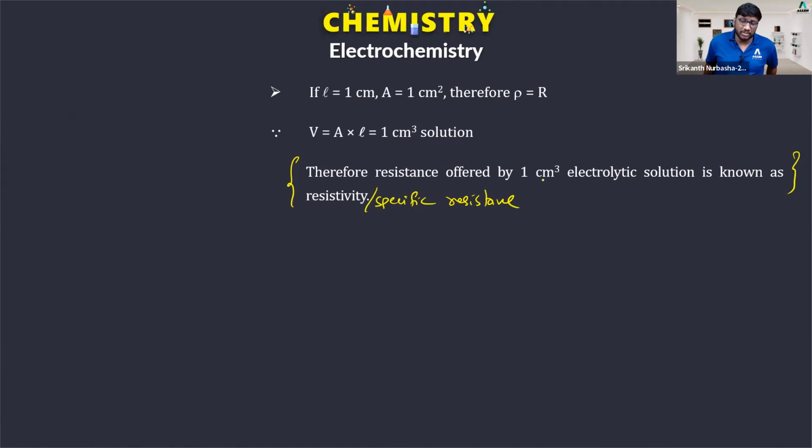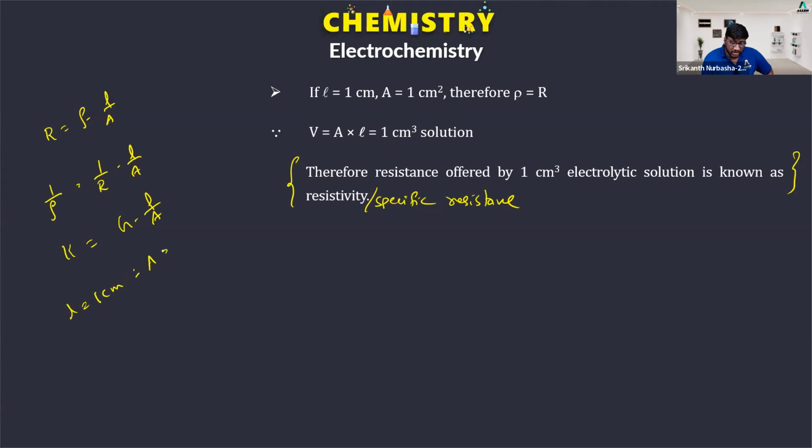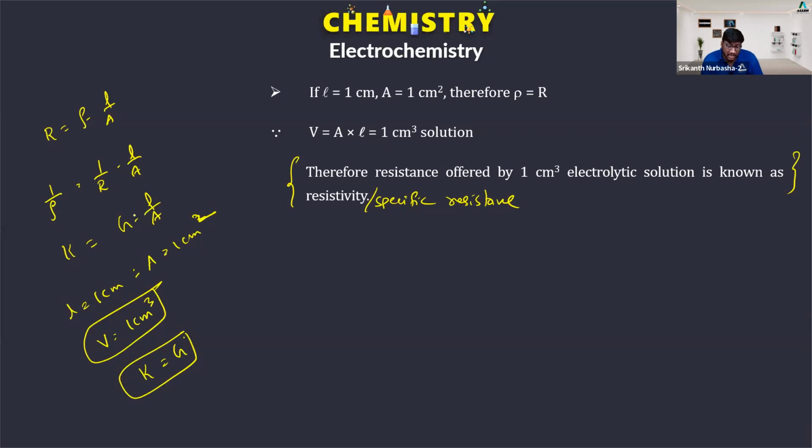In the same way, can I talk in terms of conductivity K? What is K? R is equal to rho into L by A. So I can write 1 by rho is equal to 1 by R into L by A. That is nothing but K is equal to G into L by A. So with length 1 centimeter and area of cross section 1 centimeter square, volume is equal to 1 centimeter cube. So can I say K is equal to G? So conductivity, or specific conductance, is the conductance offered by the electrolytic solution present in 1 centimeter cube of volume.